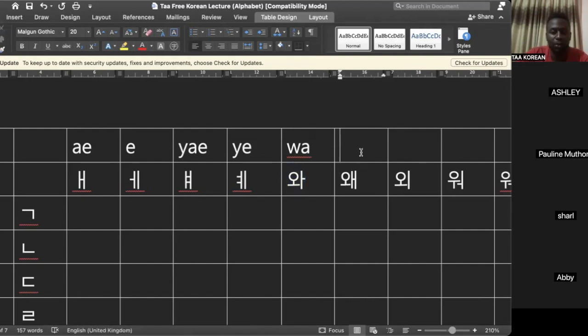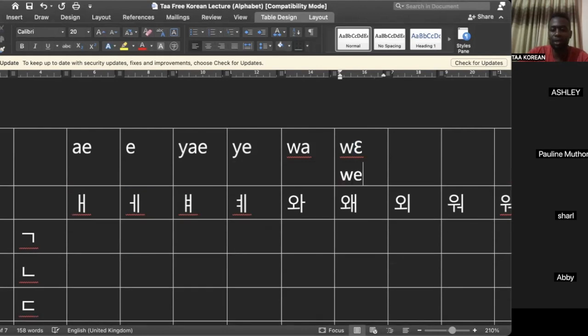Next is way. We would say way, yeah, but how do you reverse 3E? We call it way. In a lot of K dramas, you hear way, way, way. Let's just put way, okay? Just to keep it simple. Way. And then next, we, maybe.